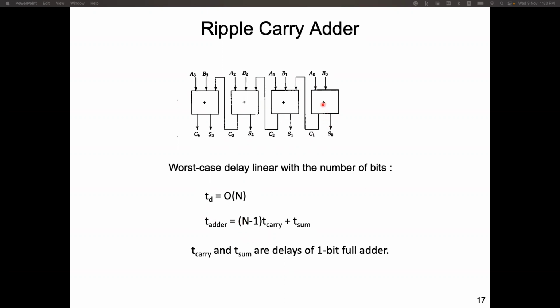So in the worst case, the carry needs to propagate through the first stage, second stage, and third stage before arriving at the carry input of the fourth stage. So there are 3 carry delays, or n-1, where n is the number of bits. And then it produces output when the carry in arrives. And this is another delay. Let's call it the T sum. So here T carry and T sum are the delays of the 1-bit full adder.